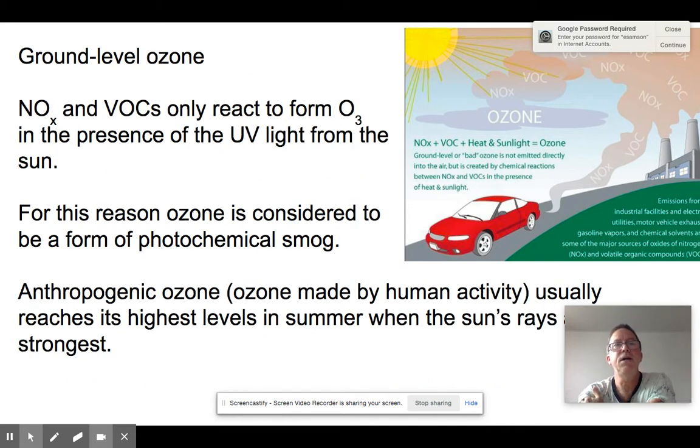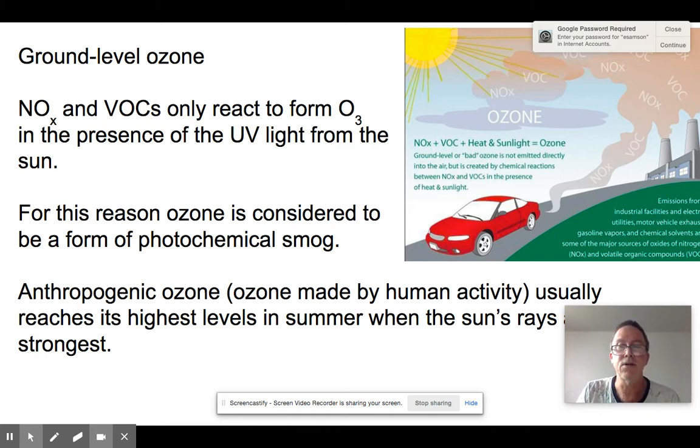Okay, so now ozone, because it requires sunlight to form, is one of a category of pollutants referred to as photochemical smog. And it's called smog because you often can see it in the air. It makes the air a bit hazy. So when you can sort of see that the air is cloudy, a lot of times this is ozone that can be part of what's doing that.